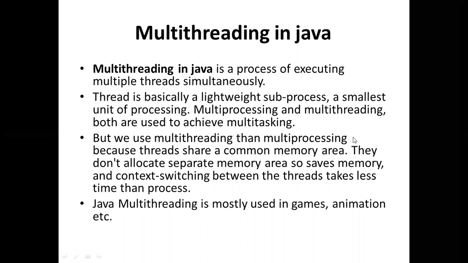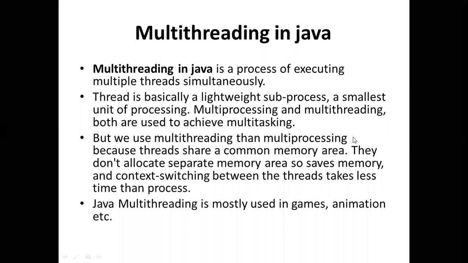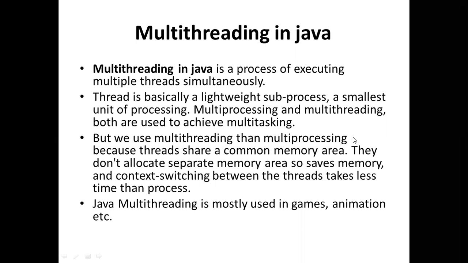Multi-threading means a process in which we are executing multiple threads simultaneously. So what basically is a thread? A thread is a lightweight sub-process, or we can say the smallest unit of a process. Why do we require multi-threading? Just to achieve the concept of multitasking. Multi-threading and multi-processing are there just to have multitasking. Multitasking means that at a time more than one task is being executed on the system.